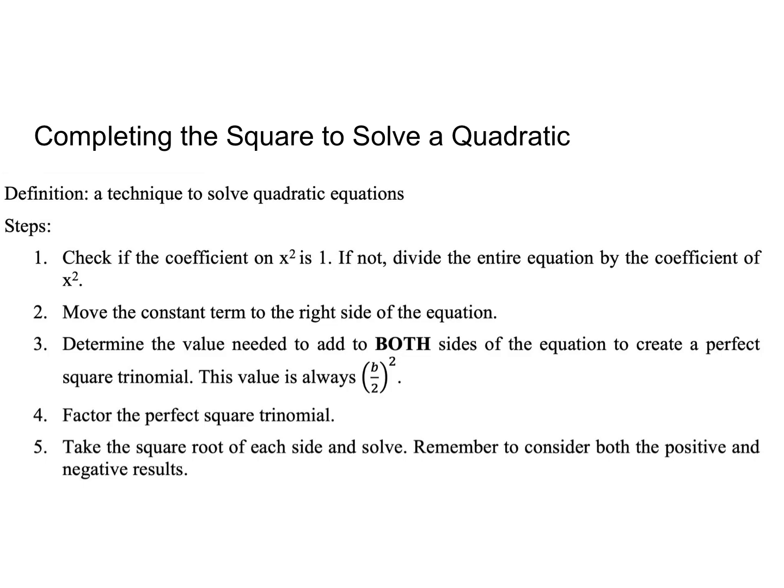Now, what completing the square does is it allows us to solve a quadratic. The form that you would use, and you'll talk a lot more about this in Algebra 2 next year, is that you have to first make sure that the coefficient on x squared is 1. If not, you're going to divide the equation to make the coefficient 1. Move the constant term to the right side of the equation. Determine the value that you need to add to both sides of the equation to create a perfect square trinomial. And again, it's always b over 2 squared. Factor the perfect square trinomial, and then take the square root of each side to solve, making sure you consider both the positive and the negative versions. We'll do an example, but again, this is a topic you'll cover in much more depth next year in Algebra 2.